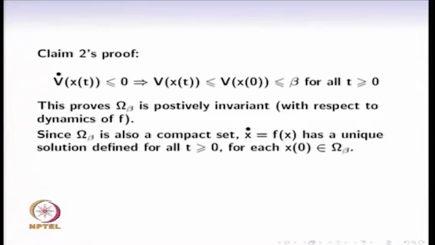We know that V dot of x is less than or equal to 0. So, what does that mean? When we integrate this with respect to time, we see that V of x at any time is less than or equal to V of x at 0, which was at most equal to beta. So, this particular inequality is satisfied for all t greater than or equal to 0. This inequality can be obtained simply by integrating this quantity and using the fact that it is less than or equal to 0. We can do it a little more slowly on this piece of paper.